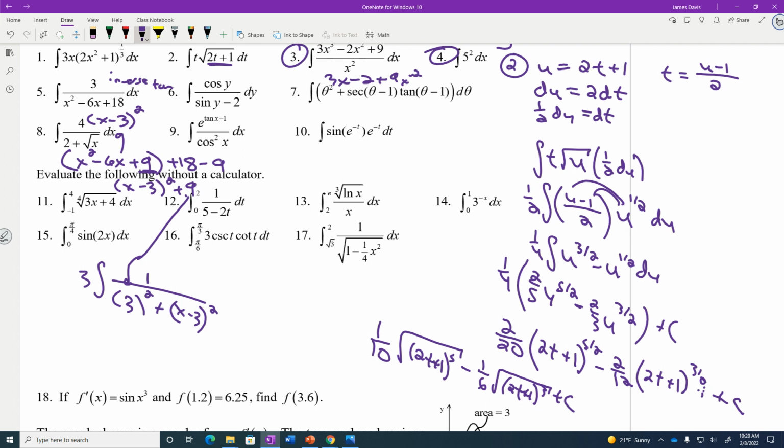So then, the way that you check this, the inverse tan is u prime over a squared plus u squared. So then this is the a, right, and this is the u. You just need to double check that the derivative of this inside is the top, which it is. The derivative of x minus 3 is just 1. So the way this then works is it's 3 times the arc tan.